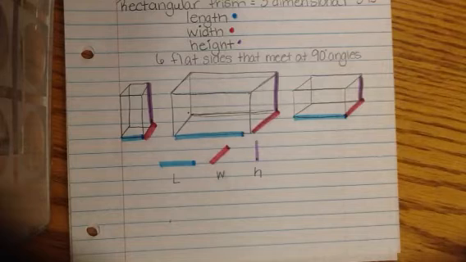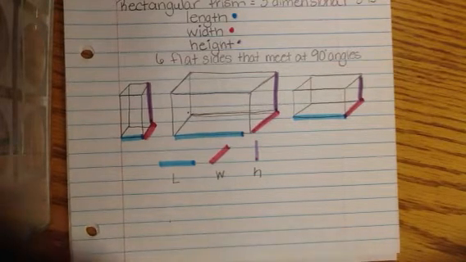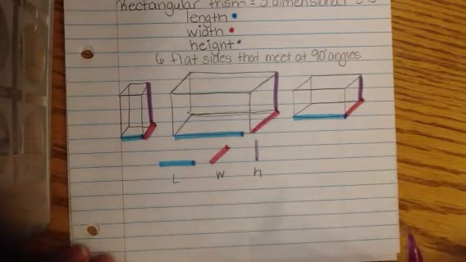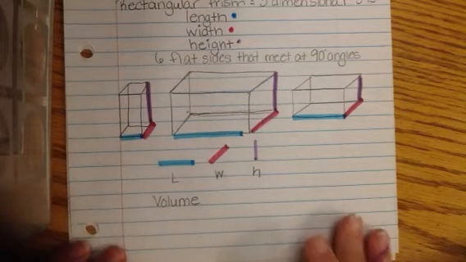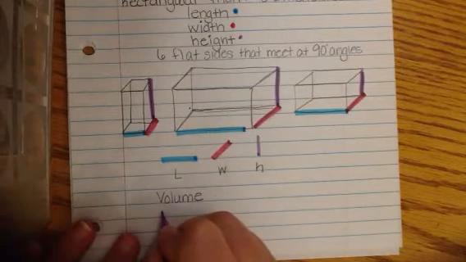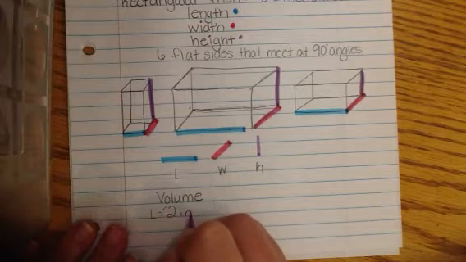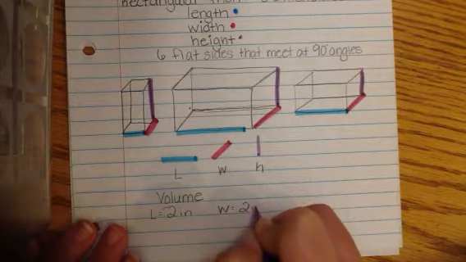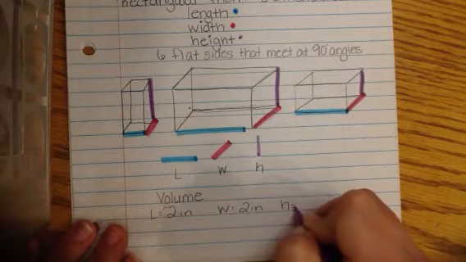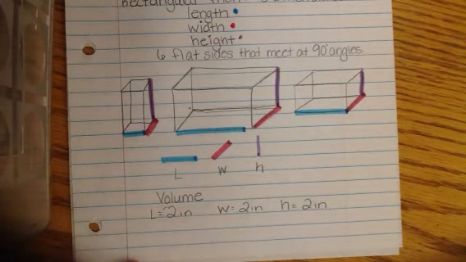So one more thing that we need to talk about. When you do volume, there's a certain way that we write things. Okay? So if I'm measuring my volume in inches, so let's say my length I found was 2 inches. My width I found was 2 inches. And my height that I found was 2 inches. Okay, these are all inches. This is how I would write this.